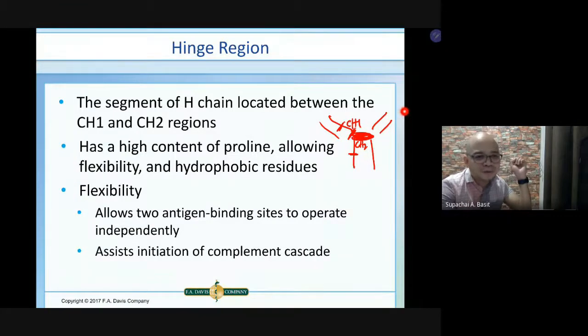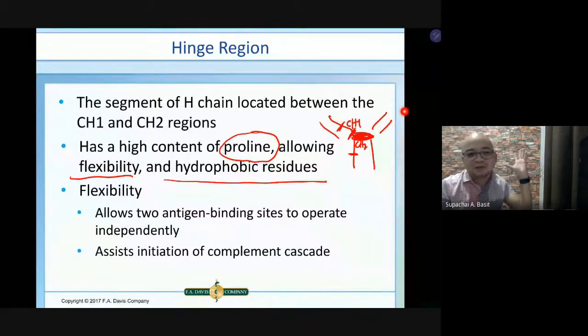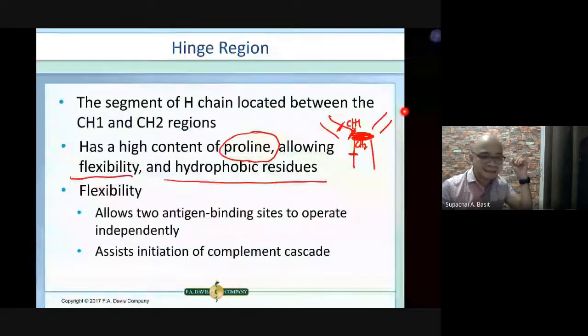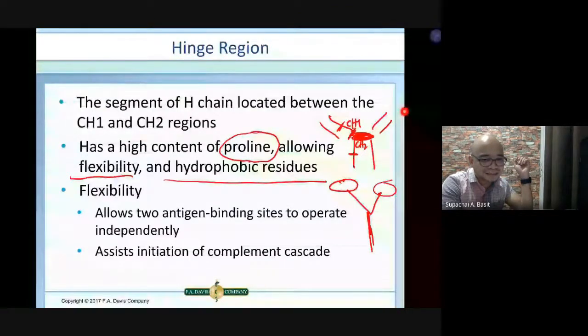The most common amino acid found in the Hinge region is called proline. It allows flexibility and hydrophobic residues. A while ago, I told you about the importance of flexibility. Why is flexibility important for immunoglobulins? It's because flexibility contributes to the way immunoglobulins operate. For example, there are two FAB, and one FAB can bind to one antigen, and another FAB can bind to another antigen. I hope you get it.